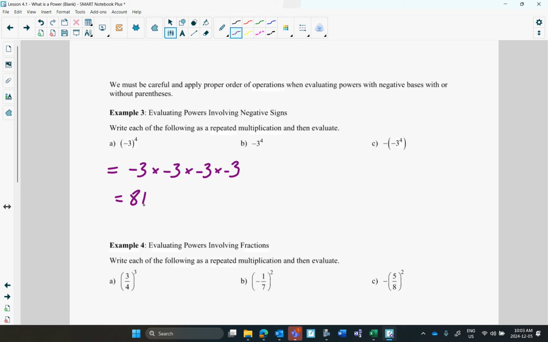And this is a potential problem if you do these on your calculator. I will do B first, because B is a little different, isn't it? It doesn't have the parentheses. So what does that mean? It means do 3 times 3 times 3 times 3 first, and then put a negative on the answer. You see the difference between the two. The parentheses matter. So this is actually going to be -81. You've got to watch out. Students often have a tough time getting a hold of this one.